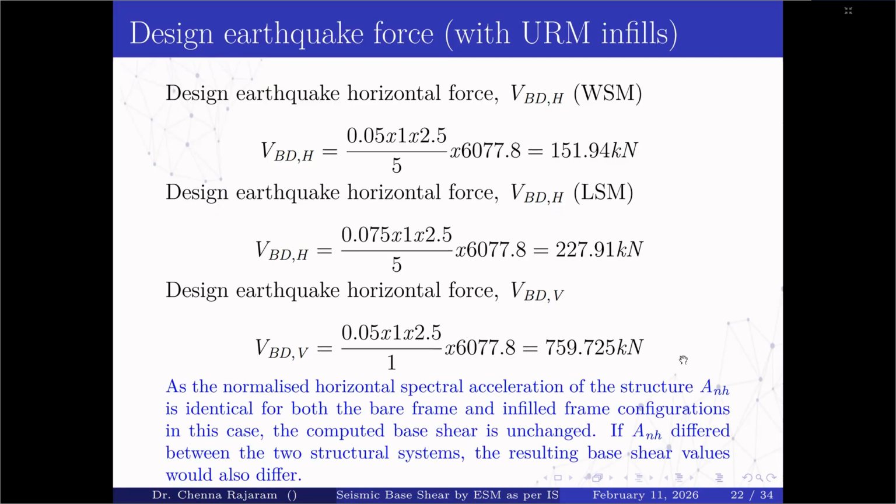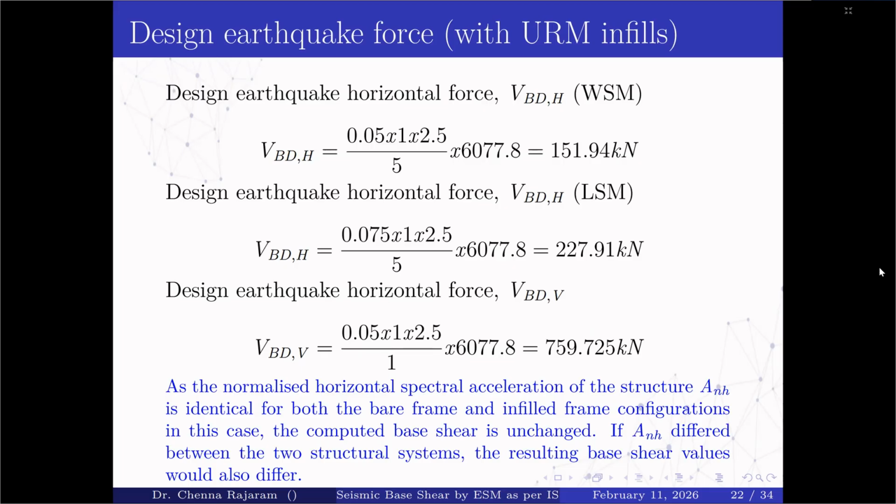Similarly, with URM infills, VBDH is equal to 151.94 kilonewtons for WSM. VBDH is equal to 227.91 kilonewtons for LSM. VBDV is equal to 759.725 kilonewtons in the vertical direction. Here there is a typographical mistake. It is not horizontal, it is a vertical force.